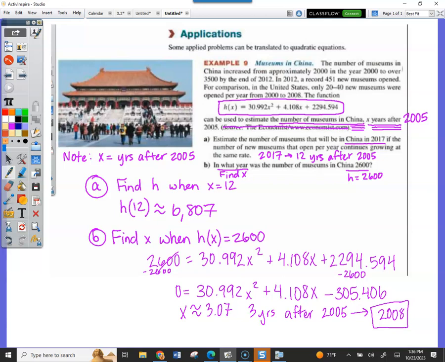Magazine closures. The numbers of both magazine launches and magazine closures have increased in recent years. Here's a function to represent that. It can be used to estimate the number of magazine closures after 2012. Here's our source. In what year was the number of magazine closures 99?